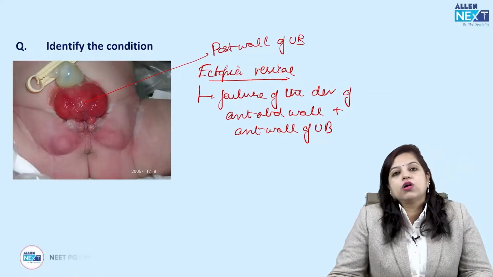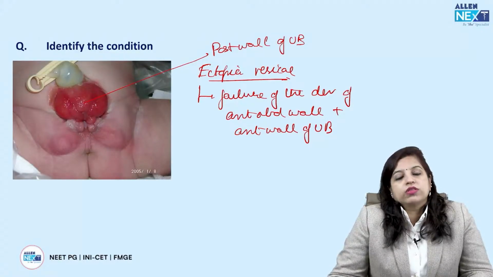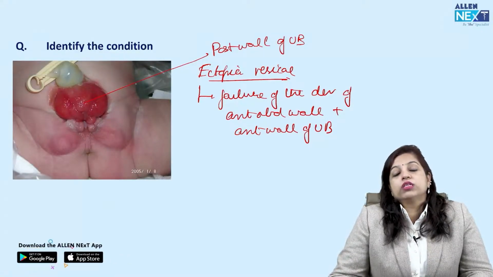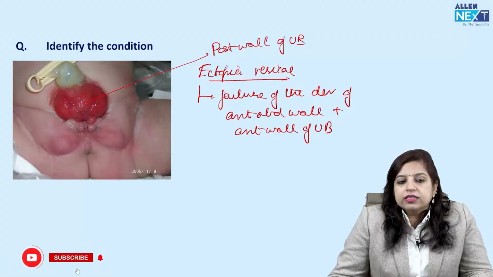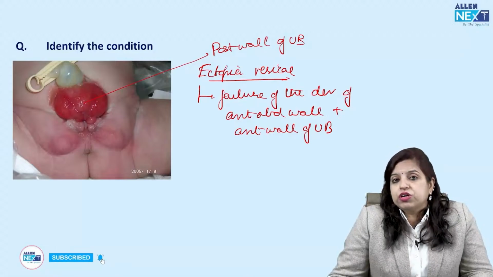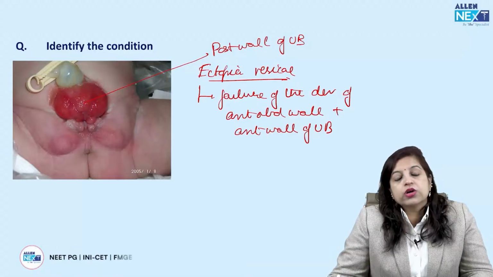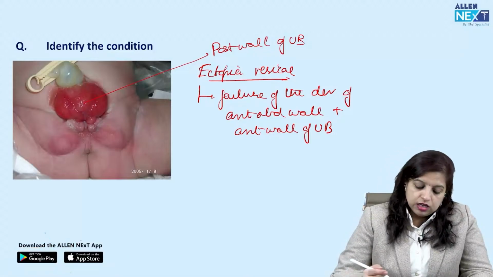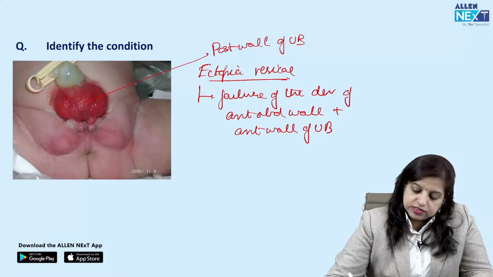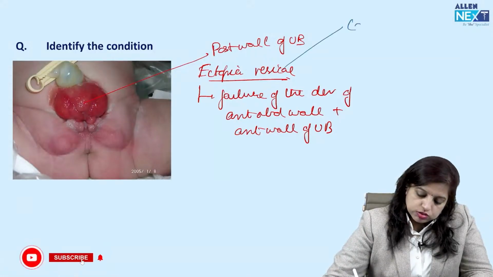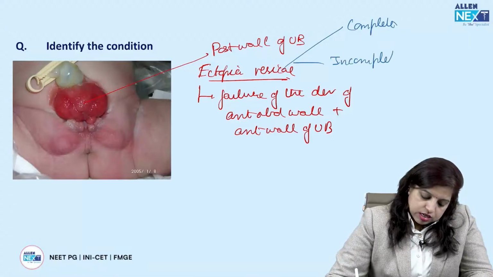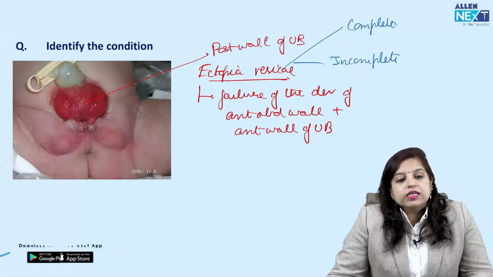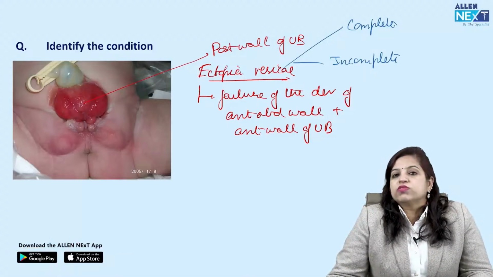So this is outside, and obviously there will be constant dribbling of the urine, increased incidence of UTI, right, and renal failure in this case, even carcinoma bladder. If this is not treated well, then carcinoma bladder can also occur. Then there are two varieties, complete and incomplete. In the complete variety of ectopia vesicae, the pubic symphysis is not formed at all. So that is the complete variety and the incomplete variety, right?